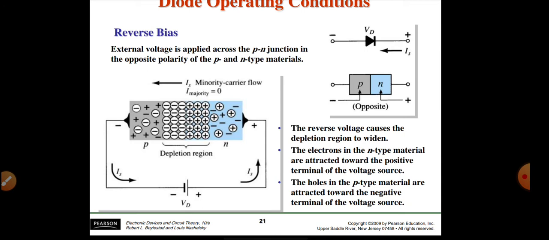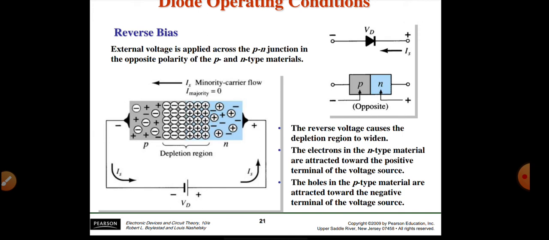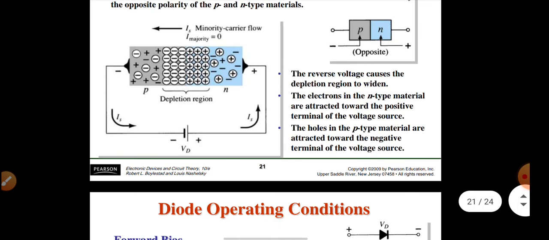So electron will flow from negative to positive. From the p-type material, the electron will get injected into the n-type material, and in the n-type they get attracted toward the positive terminal, and the current conduction will start. Here the current conduction is very, very less, so that is nothing but the minority carrier flow.